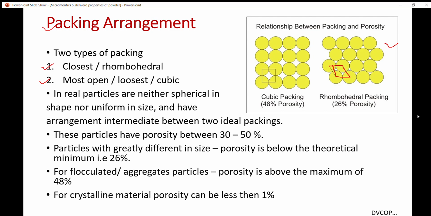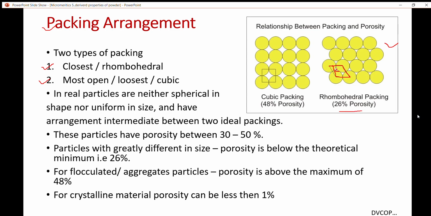Also the space between the two particles is very less as compared to the cubic packing. Hence it is known as a closest packing. For such type of packing the porosity is 26%.